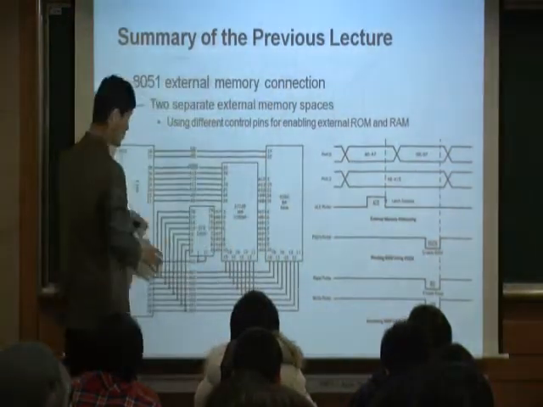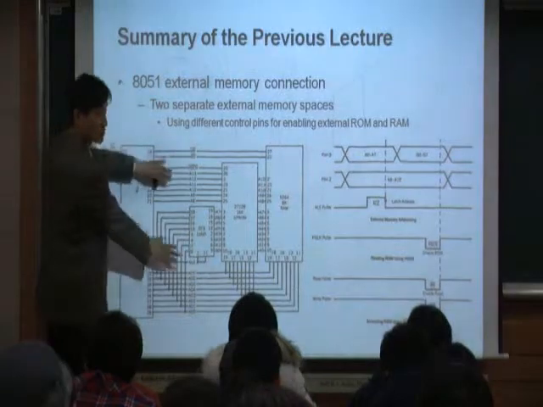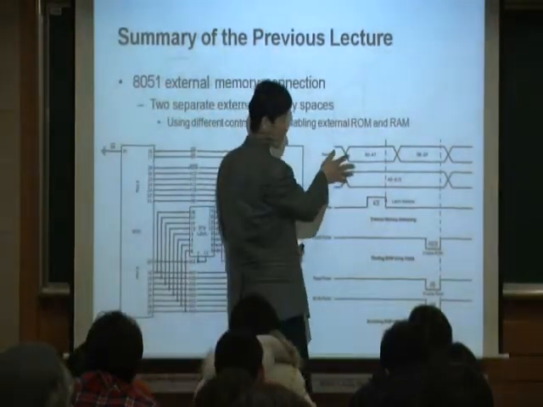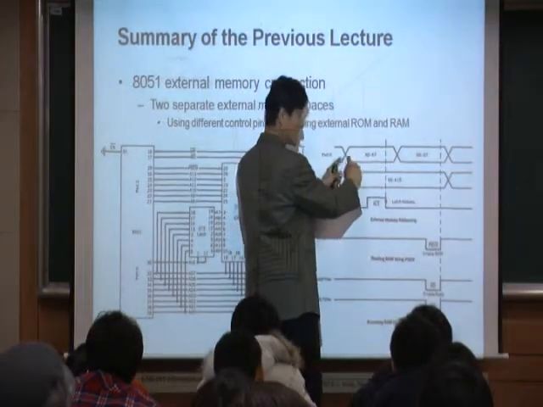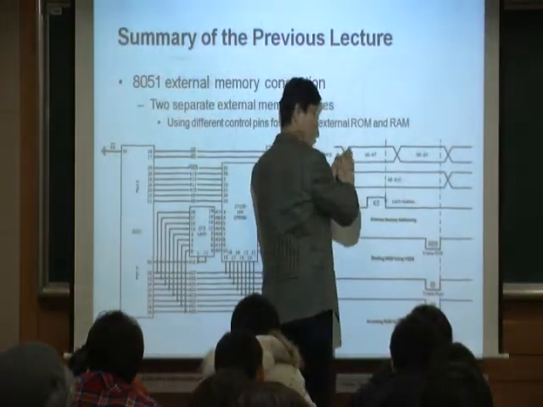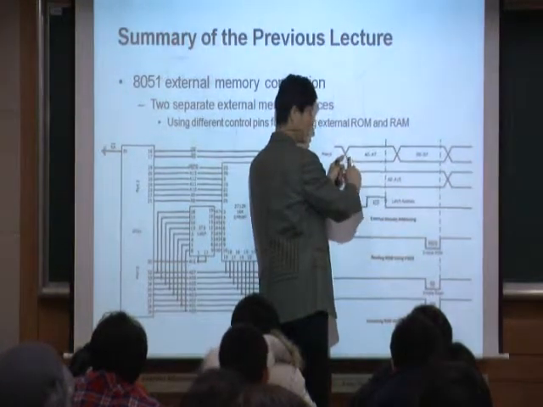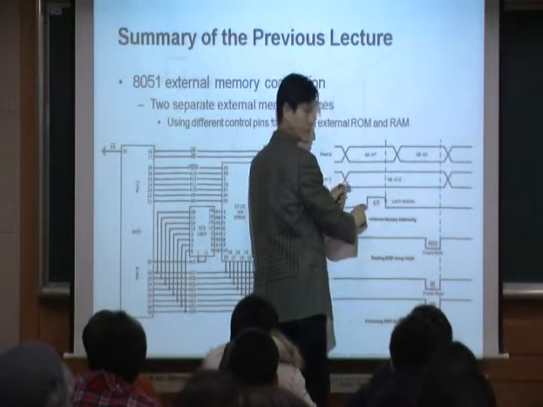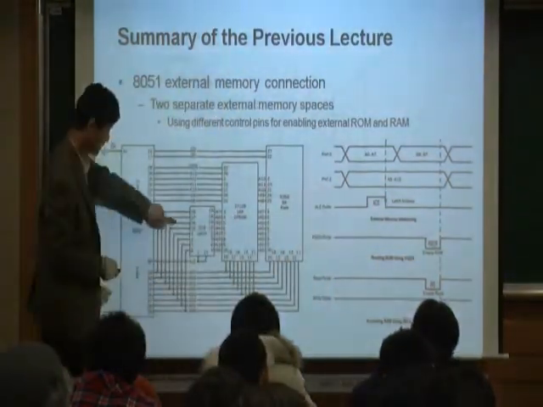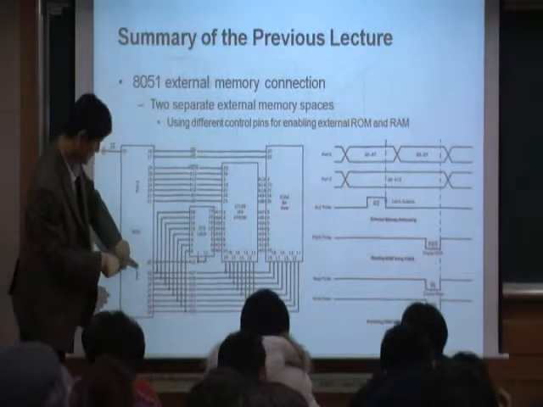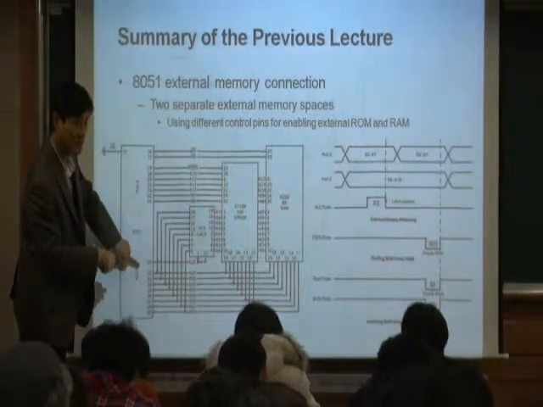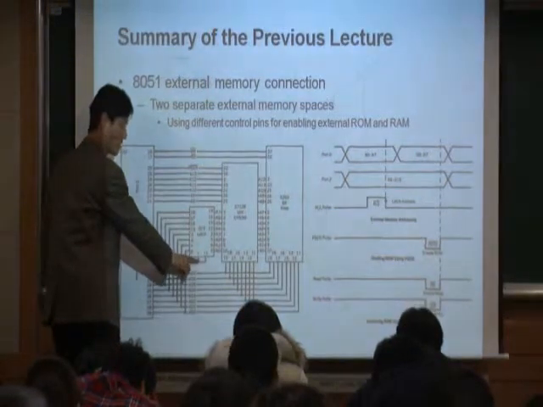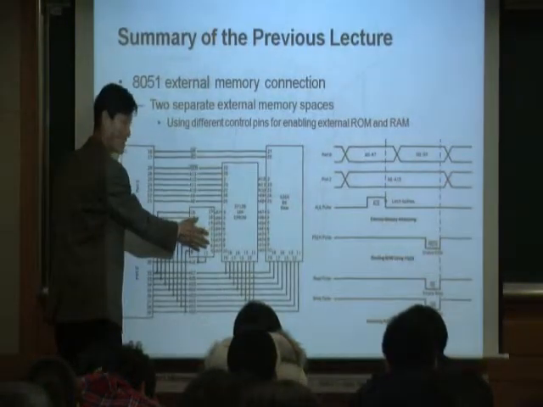A 16-bit address goes into both port 0 and port 2. That's what it says, right? At the same time, when you send out the address, from here to here you have an address. That's what they mean. At the same time, you have to activate the latch. This signal is the address latch enable. When you activate this address latch enable, you turn on this latch.